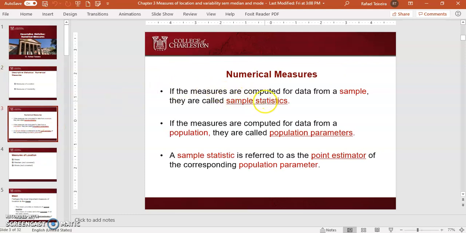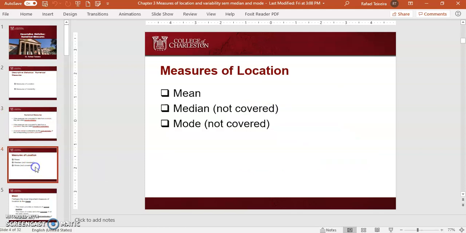Measures are information that we compute based on data from a sample, and they're called sample statistics. And we use these measures to estimate population parameters, to estimate how a population might be in a given variable. So the most used measures of location are mean, median, and mode.